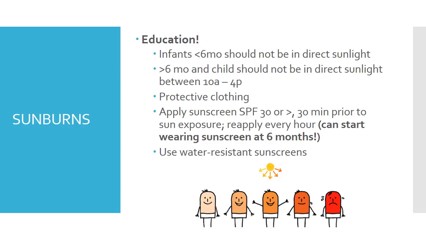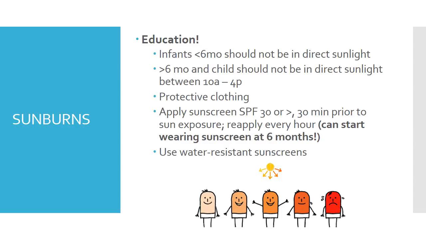Infants that are less than 6 months of age should not be in direct sunlight, and if they are going to be, make sure they're under some cover. They have a hat, they are well covered, because you can't put sunscreen on kids less than 6 months. You can start putting sunscreen on kids 6 months or older. So you really want to be aware and diligent with infants less than 6 months as well as older, but definitely less than 6 months since you can't put sunscreen on them.